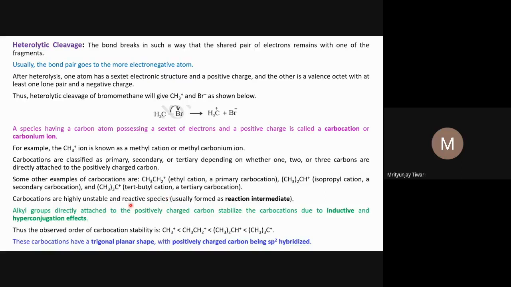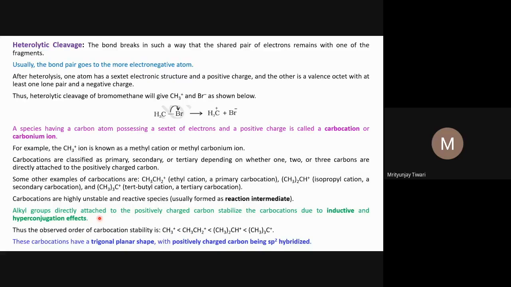They are unstable, meaning they are very reactive, and usually formed as reaction intermediates. So they will not be stable. We cannot isolate them. They form for just a short period of time during a chemical transformation, as an intermediate. So alkyl groups directly attached to the positively charged carbon stabilize the carbocations due to inductive and hyperconjugation effects. There are two effects that we will study probably in our next class.